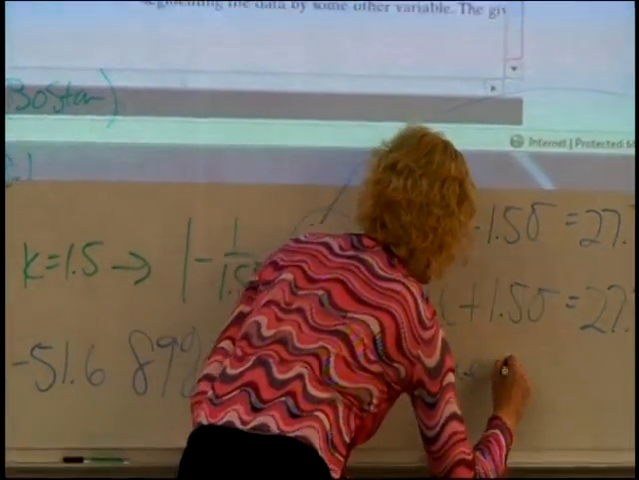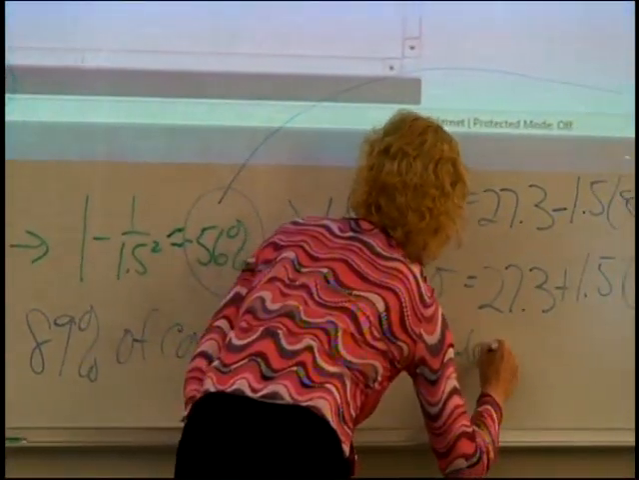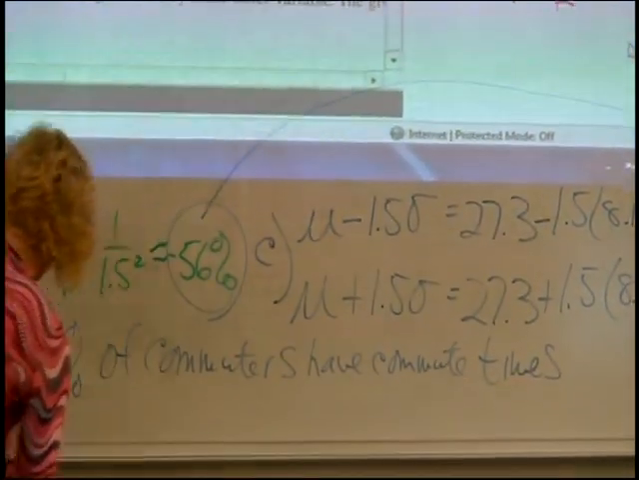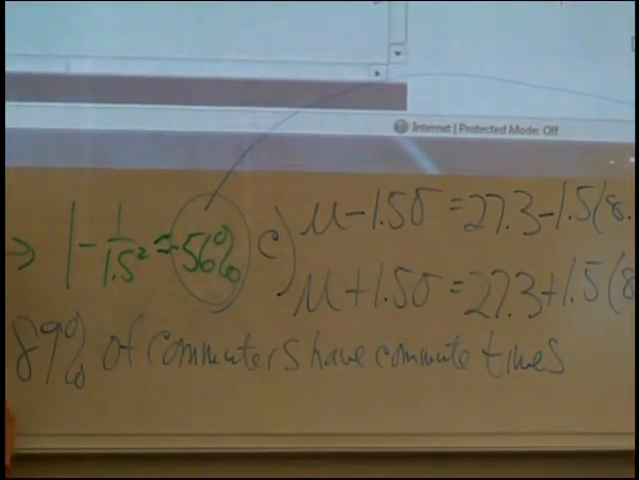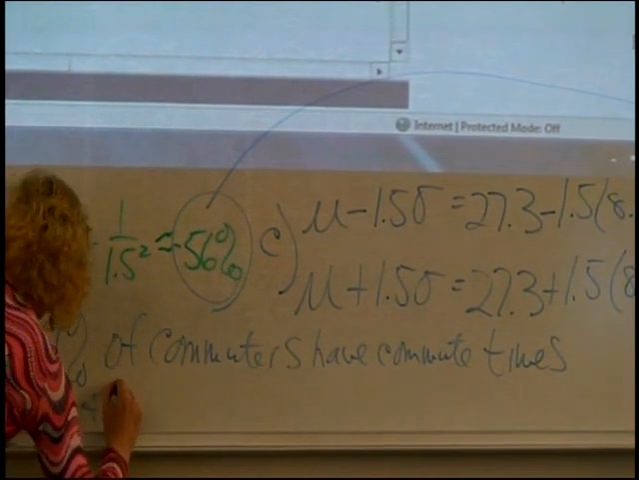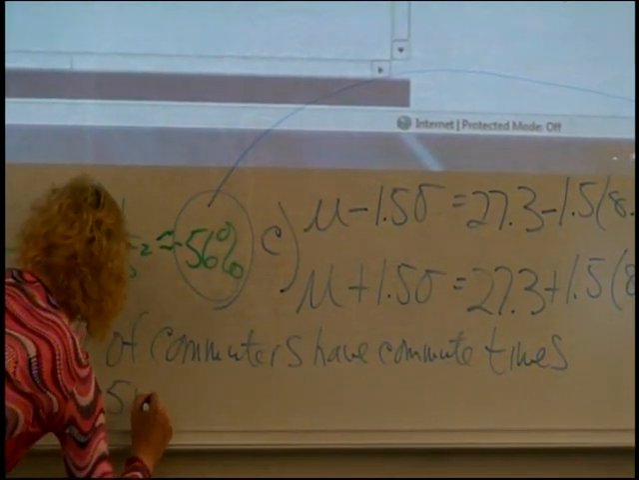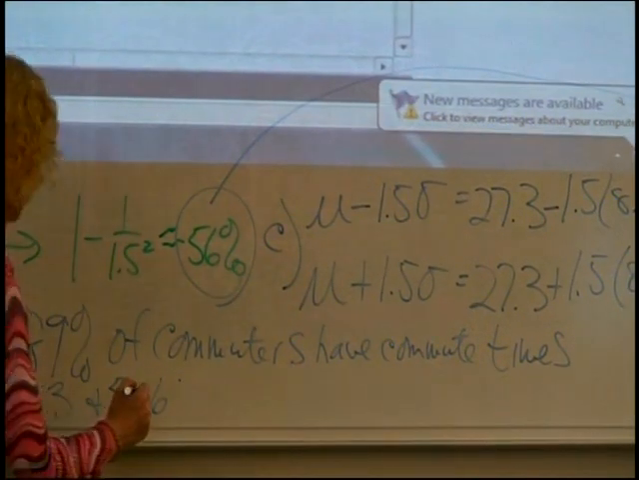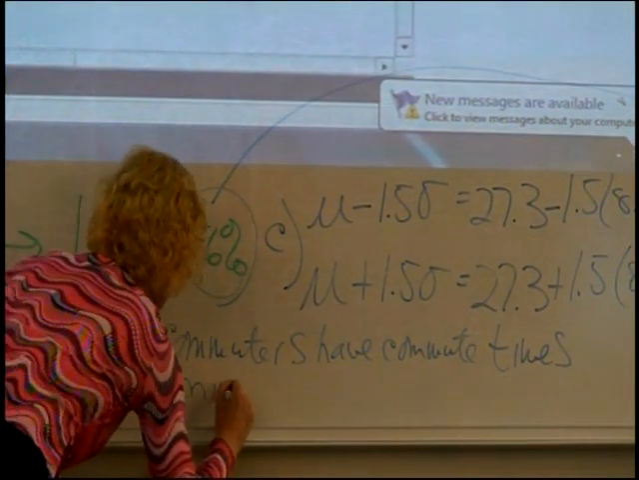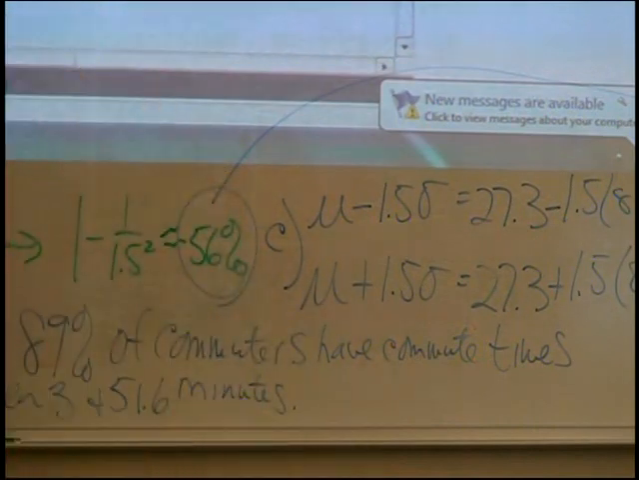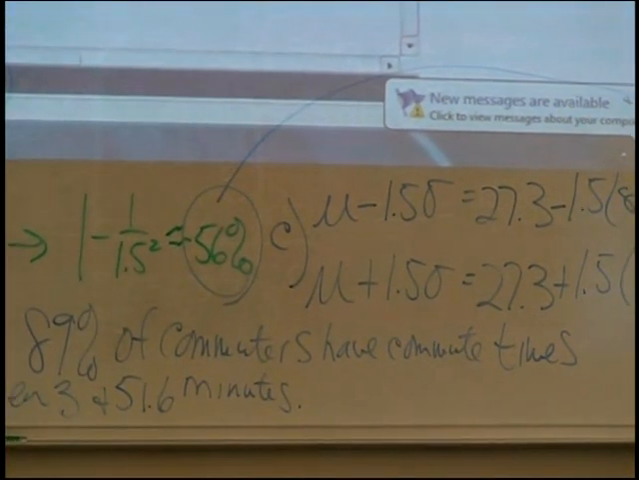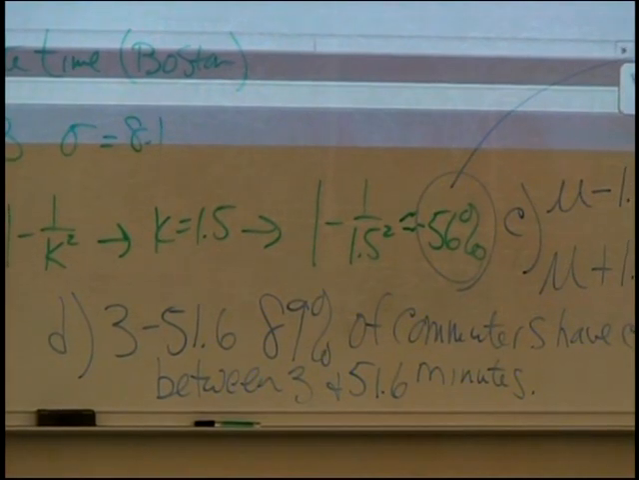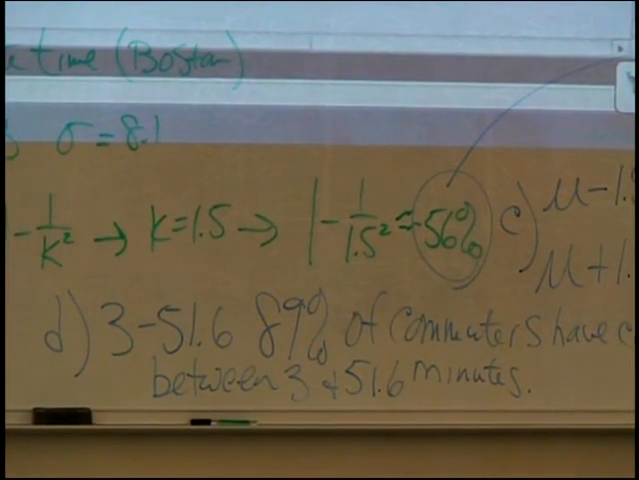So 89% of commuters have commute times between 3 and 51.6 minutes. Does this make sense? You guys on board here? Is this all right?